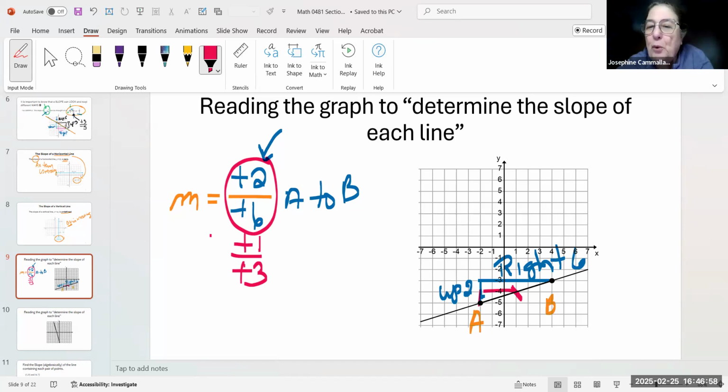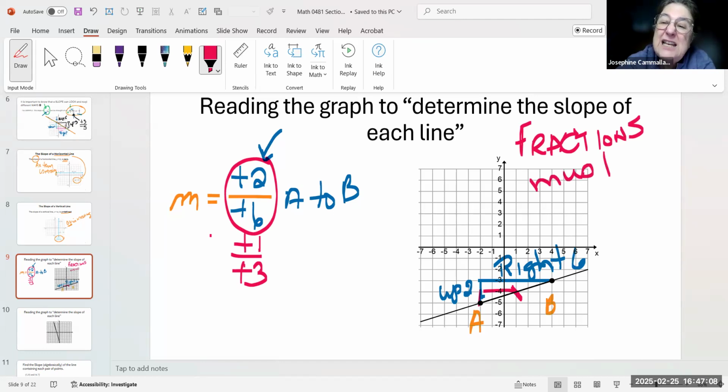They're going to give you 2 points, but fractions must be reduced.